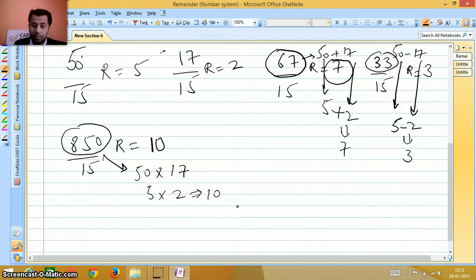So what did we see? We saw that whatever operation we apply on the numbers gets applied on the remainders, right? So the same process can be applied to calculate those remainders which I have discussed earlier, right?